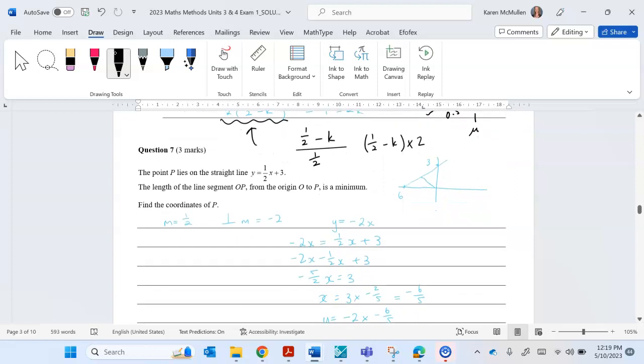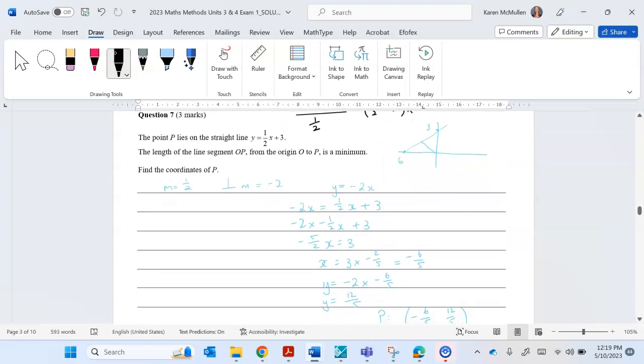All right, moving on to question 7. The point P lies on the straight line y equals a half x plus 3. The length of the line segment OP from the origin O to P is a minimum. Find the coordinates of P.